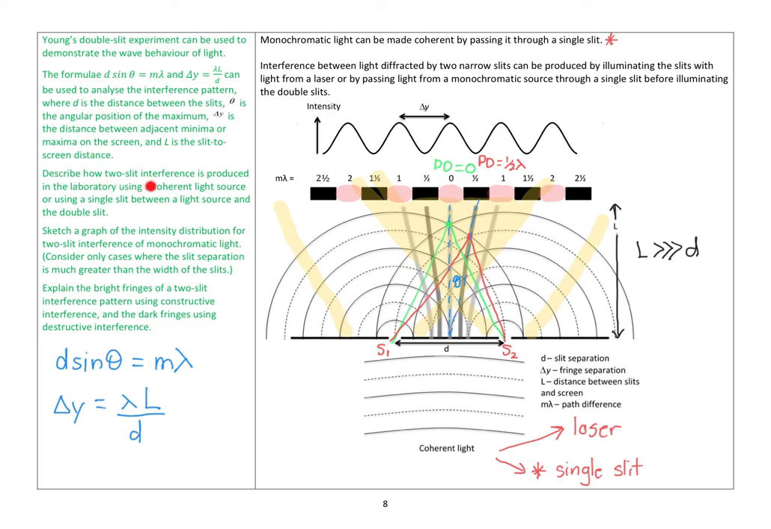We need to describe how two-slit interference is produced in the laboratory using a coherent light source or using a single slit between a light source and a double slit, which is all this stuff that I explained down here, and then how that gets produced through interference here. Sketch a graph of the intensity distribution for the two-slit interference of monochromatic light. That's this here. Explain the bright fringes of two-slit interference patterns using constructive interference, this idea here, and dark fringes using destructive interference here.